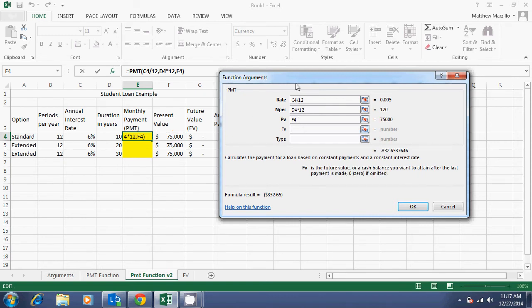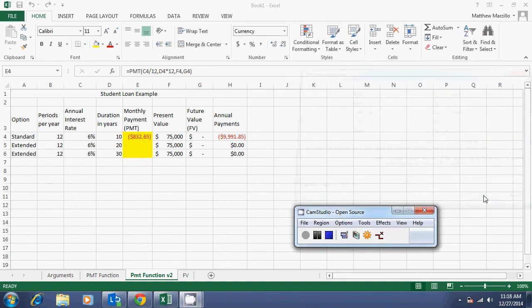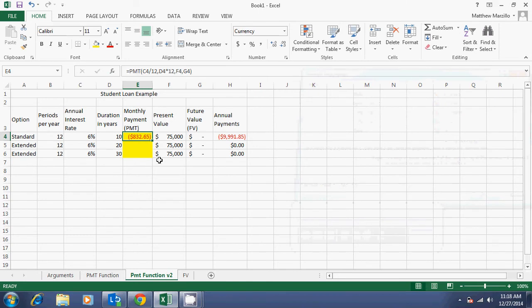Our future value, we can just type in 0, or since we have it here, let's just click G4, and that's it. We're going to leave type blank. You can see here it's showing payments of $832.65 a month. Let's go ahead and click OK. So we're going to pay that much a month. That looks like a lot. And then we're also going to pay close to right around $10,000 a year or so.